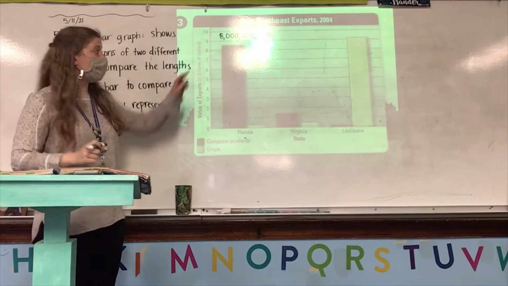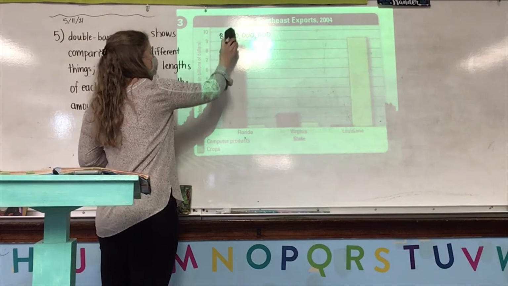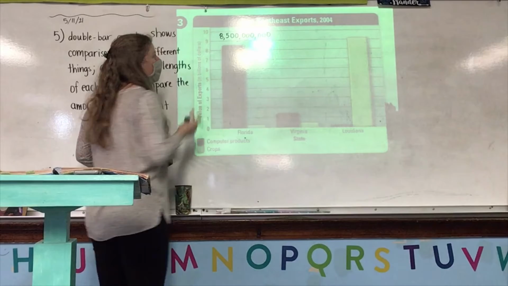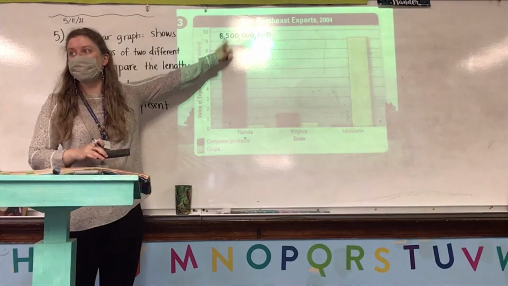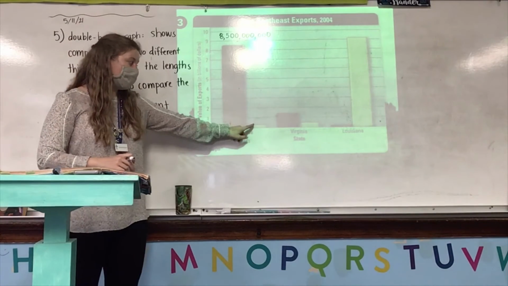So if we're halfway between 8 and 9, we change this digit after the 8 to a 5. So $8,500,000,000. Okay, now let's do the same thing with crops.